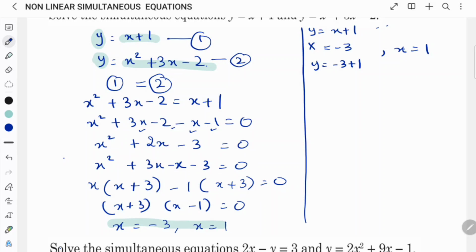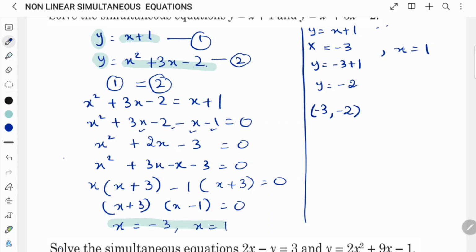Okay, minus 3 plus 1, all right, and the other one is also equal to, like, if it is minus 3 plus 1, first finish it. It means that the first set of answer is minus 3 and minus 2. So the first set of answer is minus 3 and minus 2.